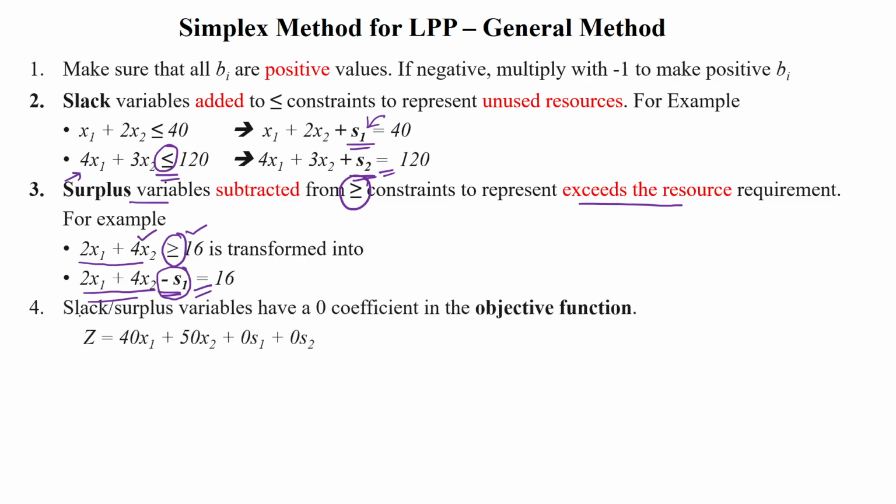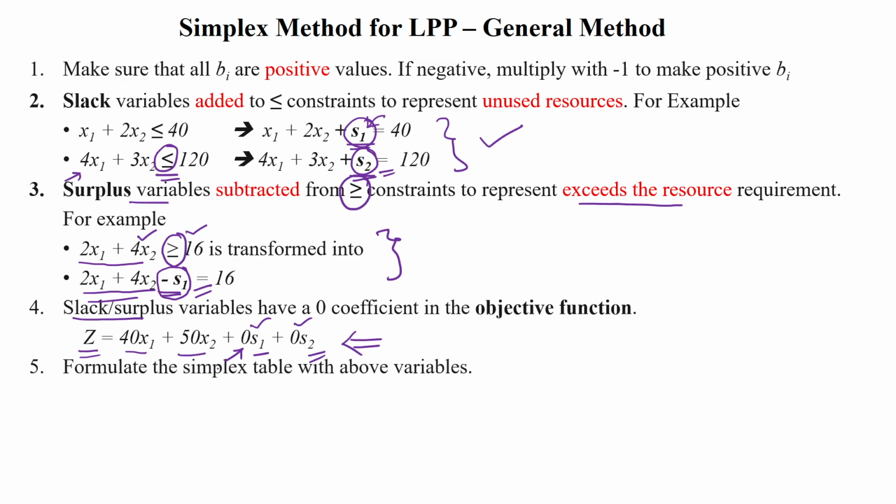After that, the slack or surplus variables which we have used in these constraints are to be added into the objective function. Here the objective function is taken as 40x1 plus 50x2. Based on this first example, I have used two variables, s1 and s2. So s1 and s2 are added into the objective function, and importantly, the coefficient should be 0. That means the objective function should not vary when you add these slack or surplus variables, so we add them with 0 coefficient.